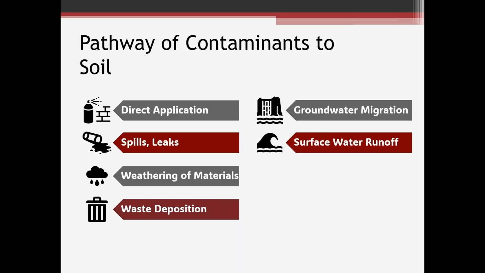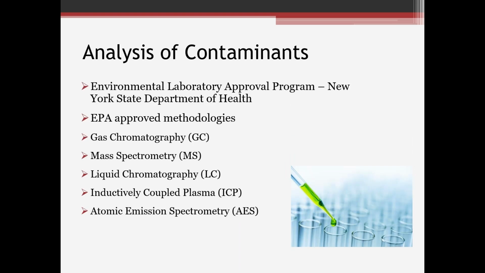Groundwater migration and surface water runoff definitely could spread contaminants to different locations. Airborne deposition, like I mentioned, automotive exhaust with lead, that would be something that goes up in there, and then it comes down, settles down, and lo and behold, you've got some elevated levels in your soil.